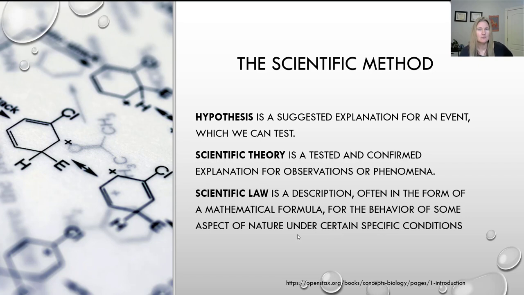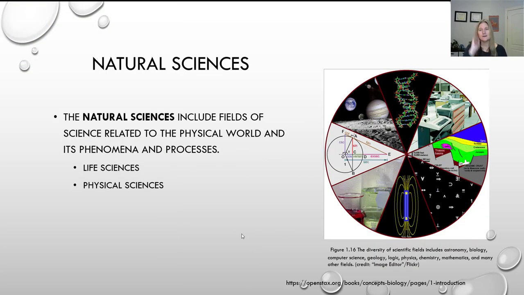And usually we don't classify them as laws in biology. They tend to be more theories. So biology is a science that falls under the realm of natural sciences. Natural sciences include fields of science related to the physical world and its phenomena and its processes. So if we take a look over here in this graphic on the side, we can see some examples of natural sciences. And some of those examples fall within natural science, some are just regular old science.